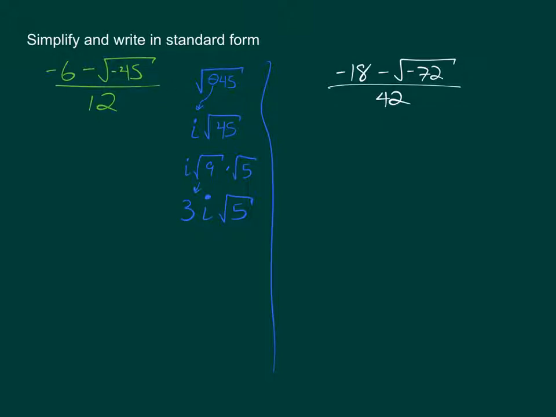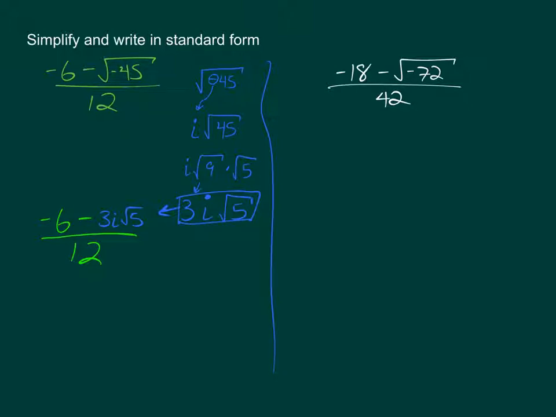So what do I do with this? I replace this square root of 45 with 3i square root of 5. So it's going to look something like this. So the entirety of this square root gets replaced with 3i square root of 5. So that's the first bit of simplification.